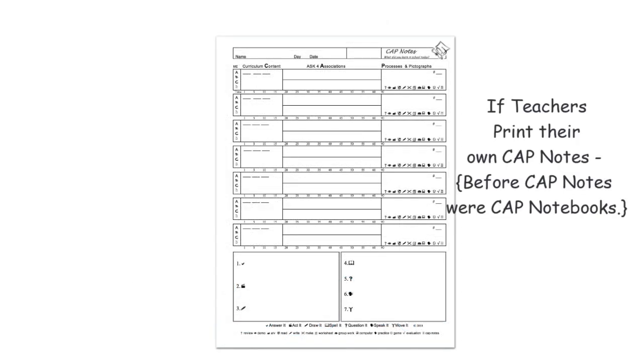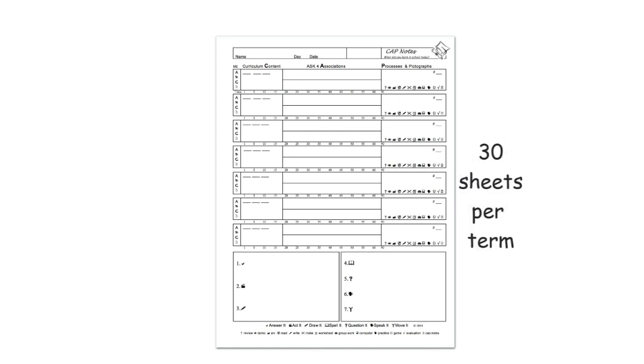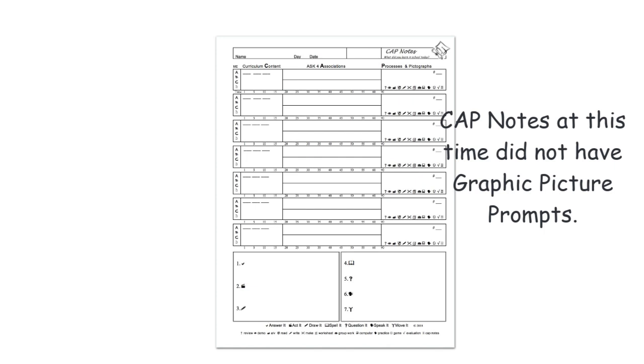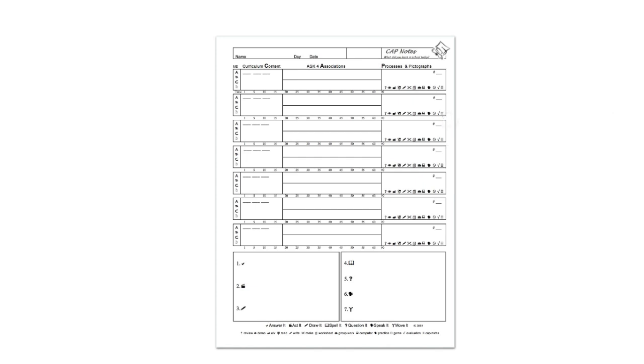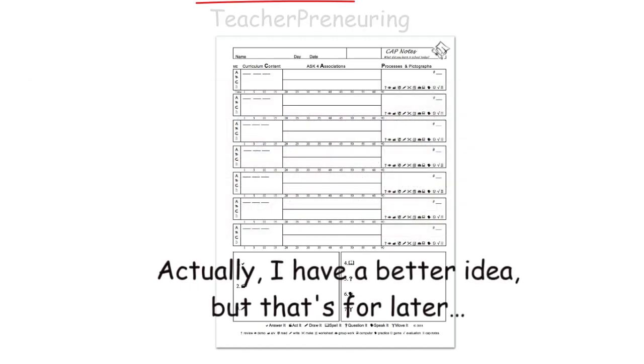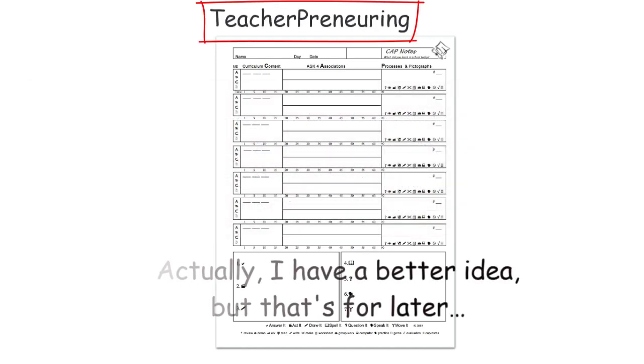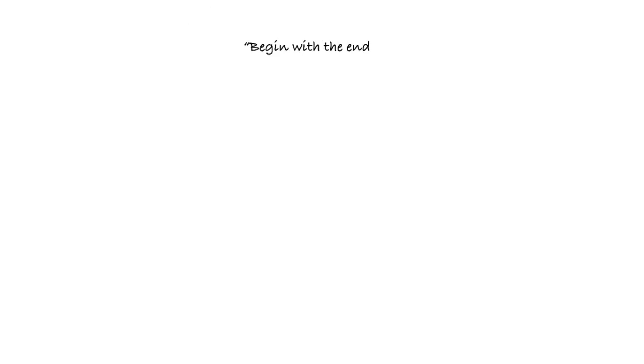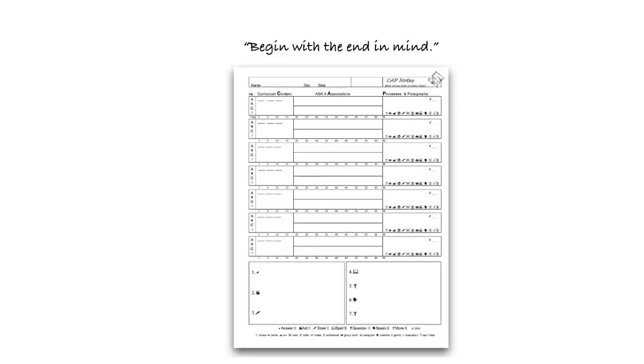A CapNote graphic organizer is two-sided. You'll need 30 sheets per term per student over 3 terms. You don't want students to carry a full year's worth of CapNotes. You can print them off yourself and distribute them to students, which I found to be a pain, or you can order them on this site. We'll just send the CapNote sheets. Most students already have binders, so to save money and resources, we encourage students to use their own binders.